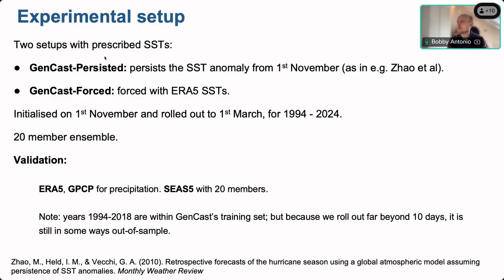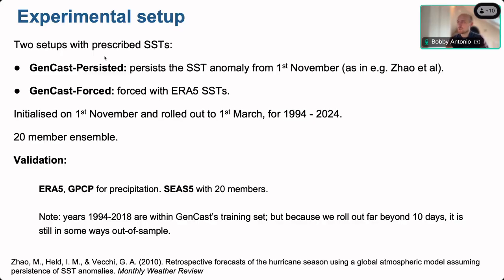So there are two setups we have. The first one is we take the SST anomaly at the 1st of November, which is common, which is what they've done in the ACE2 and the NeuralGCM papers, and we persist that SST anomaly over the SST climatology for the 4 months. That's the closest we can get to having a forecast without having a real coupled ocean or some kind of realistic ocean. We also have a forced one, where we're forcing with reanalysis SSTs. That's because we want to see if the errors in GenCast are due to missing some realistic ocean variability or a realistic representation of the ocean.